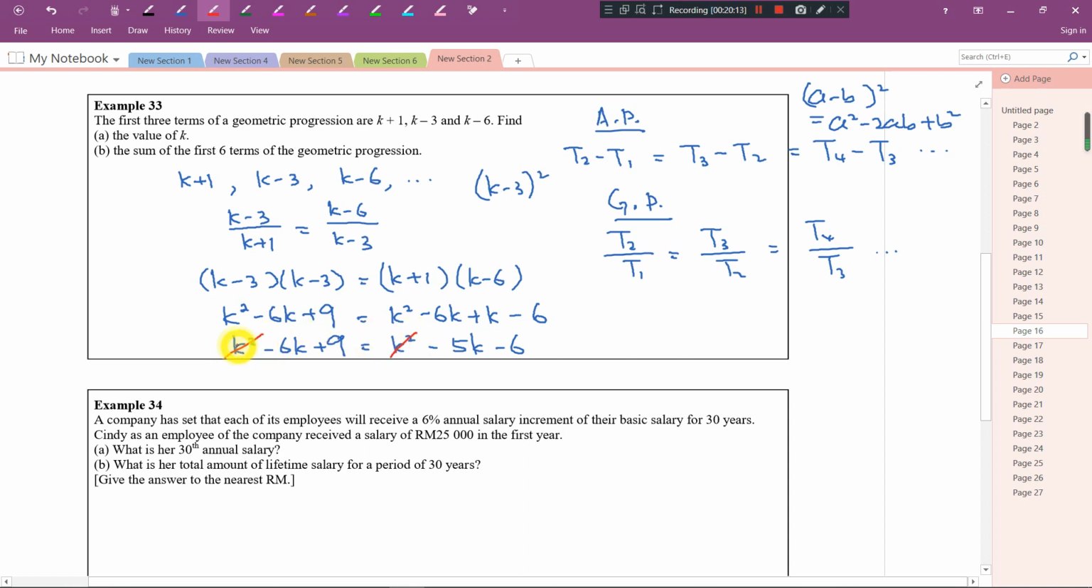Both sides have k squared, so we can actually cancel them. I move k squared over here, k squared minus k squared, so you will have no more k squared. I group all the k on the left hand side and all the constants on the right hand side. Negative 6k plus 5k, negative 5k moves over here, and copy negative 6. Positive 9 moves over here, negative 9. This will give you negative k, and this is negative 15. So from here we know k is equal to 15. We got the value of k.